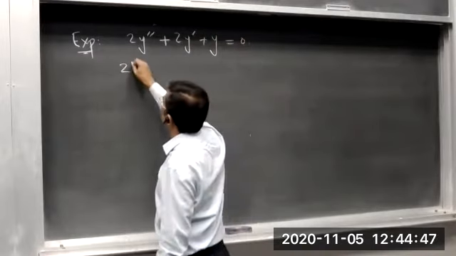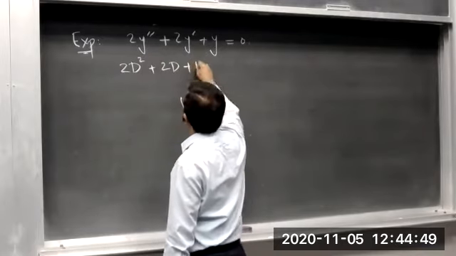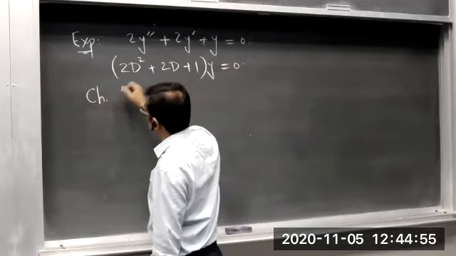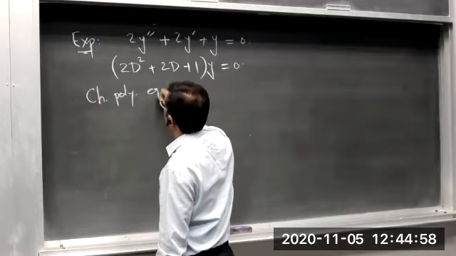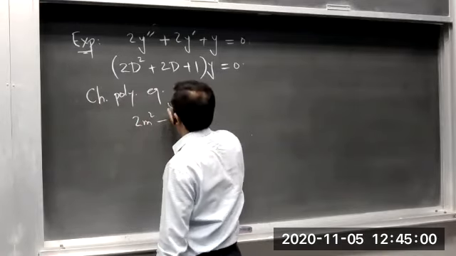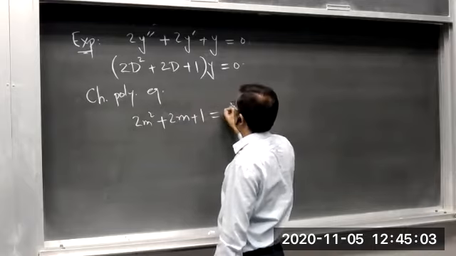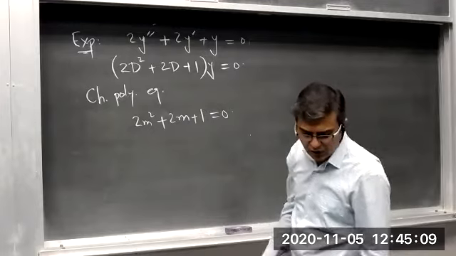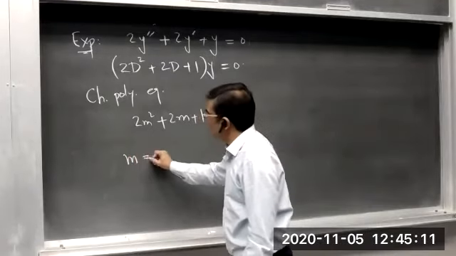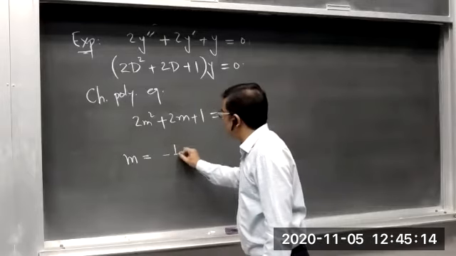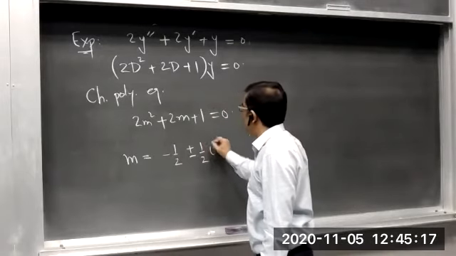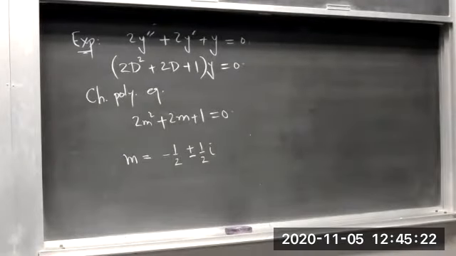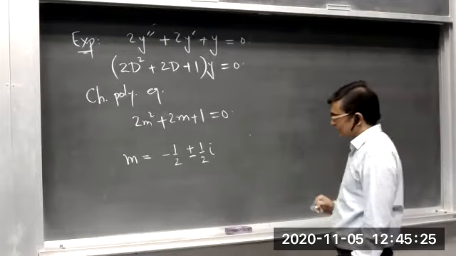So this differential equation can be written as 2d squared plus 2d plus 1 times y equal to 0. And the characteristic equation, polynomial equation, is 2m squared plus 2m plus 1 equal to 0. Now, after solving this by using quadratic formula or factorization, we obtain two roots which are minus 1 by 2 plus minus 1 by 2 iota. So now we have a pair of complex roots which are complex conjugate of each other.